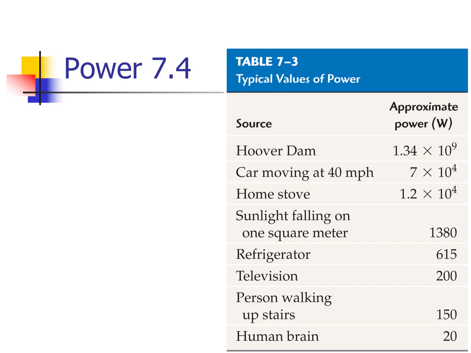Basic values of power in watts. The car moving at 40 miles an hour has quite the power output. A stove, sunlight from 1 square meter. Refrigerator. Walking up the stairs, 150 watts. Your brain just surviving only takes 20.